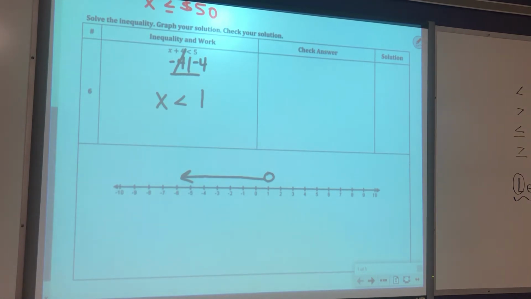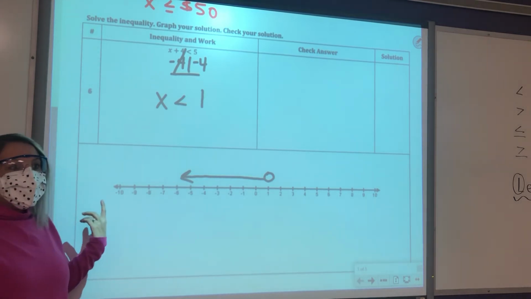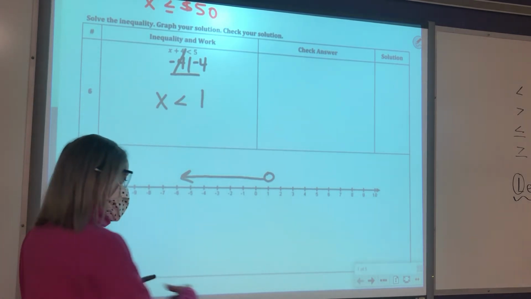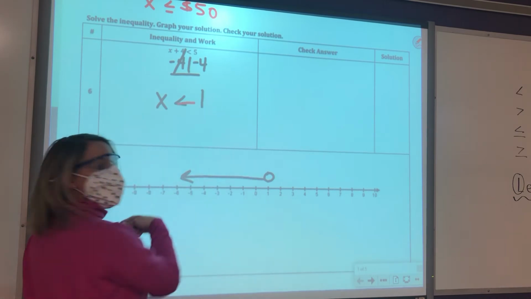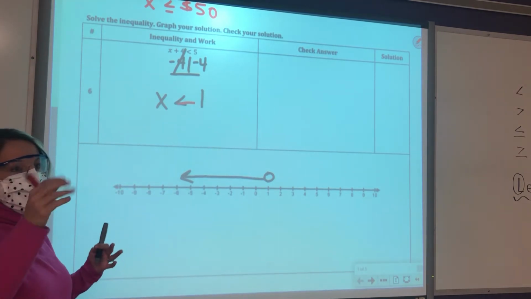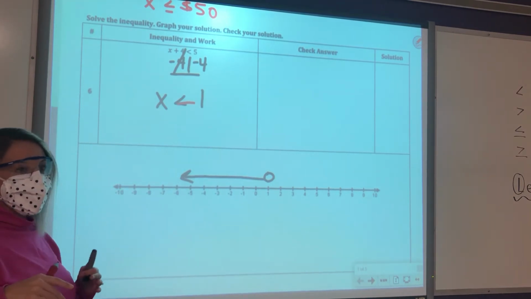Yes, Zach. Since it says that x is less than 1, would you always put the arrow the opposite way of what the sign says? Not always. It's a good trick, a good tool to use, to just go like this, and that's the way your arrow points. But we're going to look at a situation where that might not work.